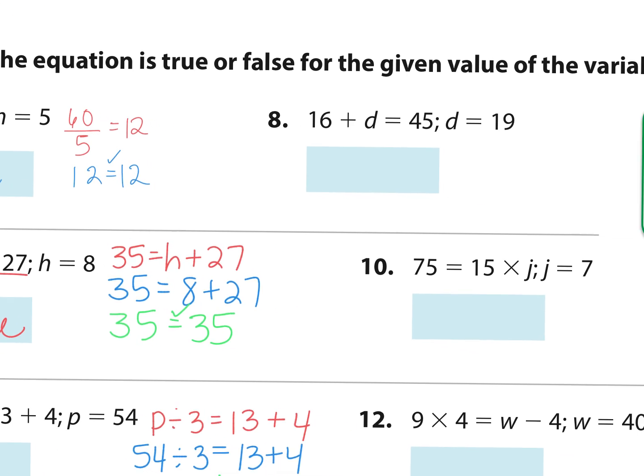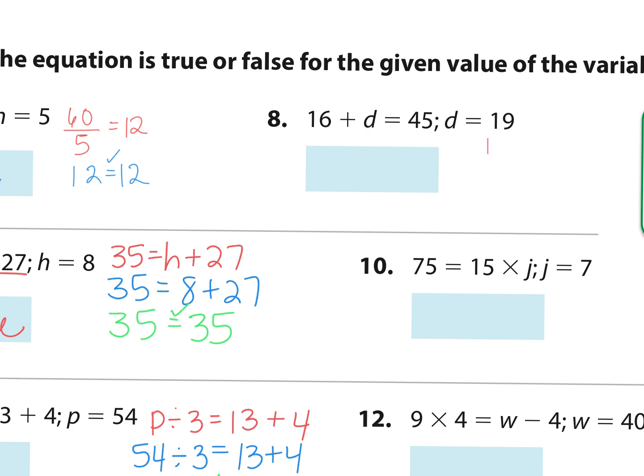Okay, on number 8, we copy the equation. 16 plus d equals 45. And then we're going to plug in what we know. 16 plus, it says d equals 19, which should equal 45. Is this true when I solve it? 16 plus 19 is what? You'll have it on your paper. What did you get? What's 16 plus 19? 35. Does that equal 45? No. So then in my box, I put false. And guys, everything should be on your paper. All of the work, every step, every single thing on your paper.